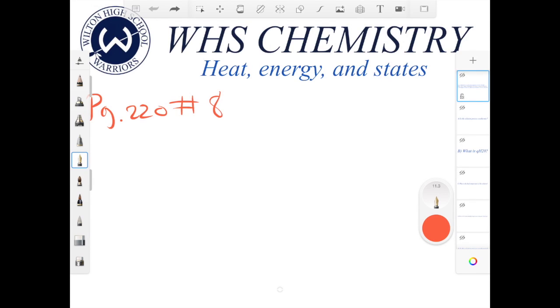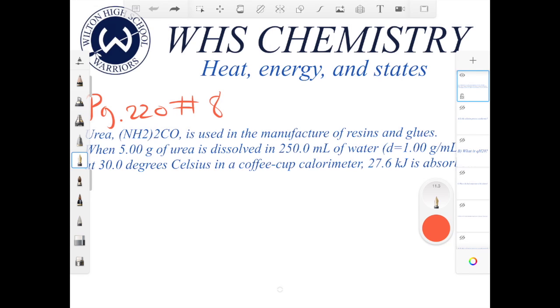Hi guys, we're going to start with a pretty simple problem for heat on page 220. It's problem number 8. The problem reads, urea, (NH2)2CO, is used in the manufacture of resins and glues. When 5 grams of urea is dissolved in 250 milliliters of water at 30 degrees Celsius in a coffee cup calorimeter, 27.6 kilojoules is absorbed. It's given that the density of water is 1 gram per milliliter.